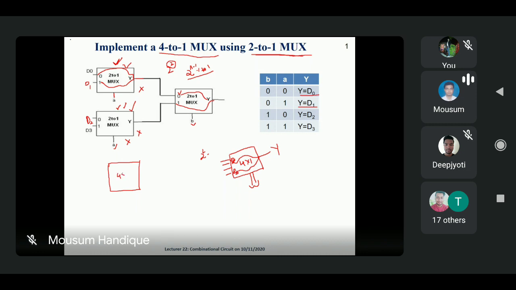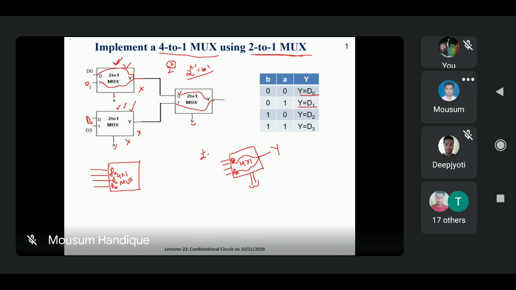This one is a 4 to 1 mux. So it is taking some time. You be patient, because my drawing is slow. This one is D0, and you can write here D1, D2, and D3.